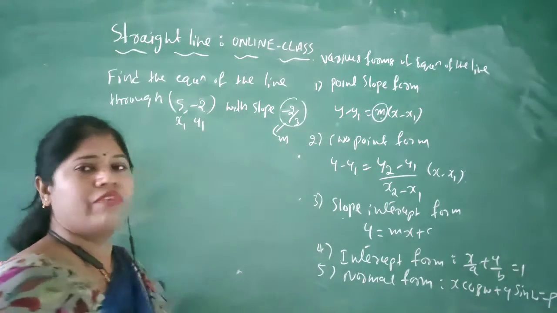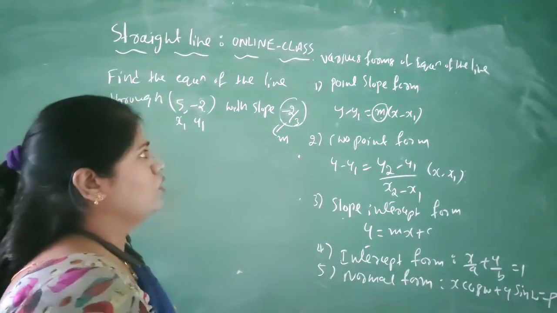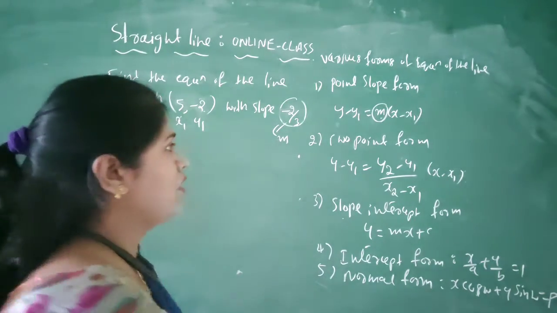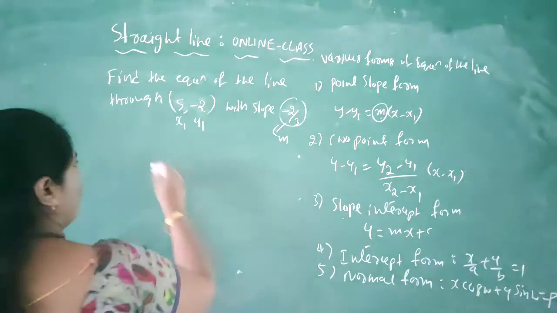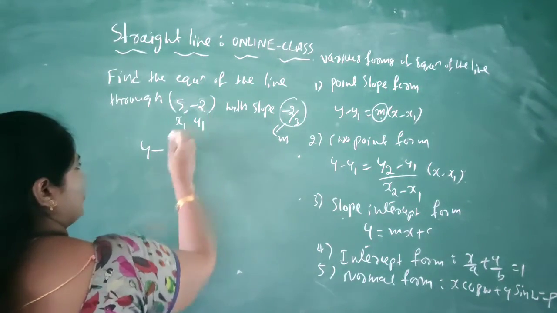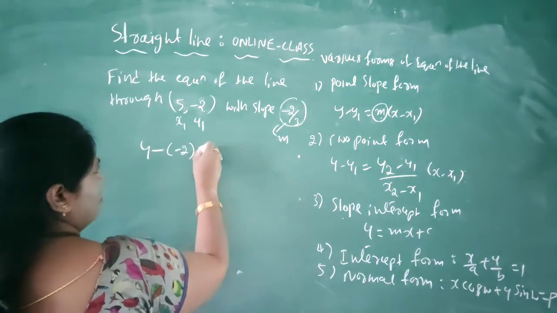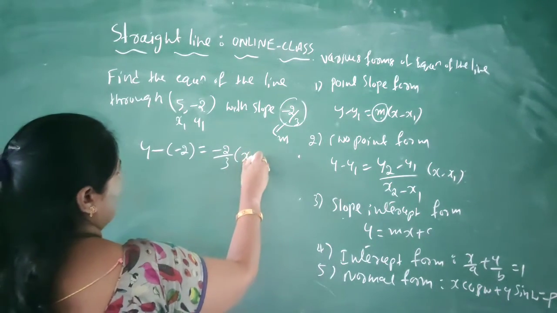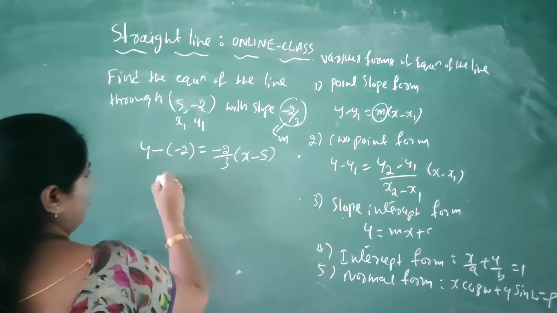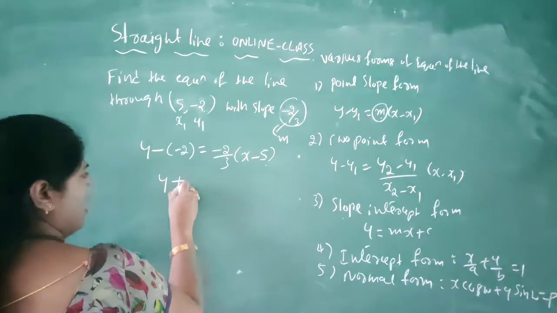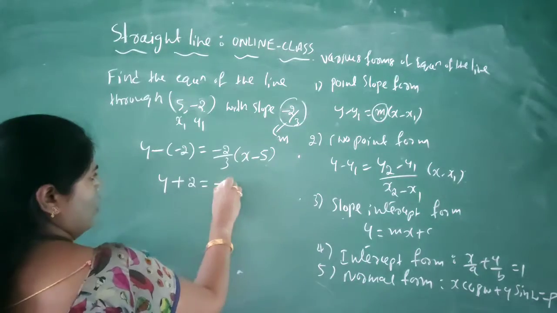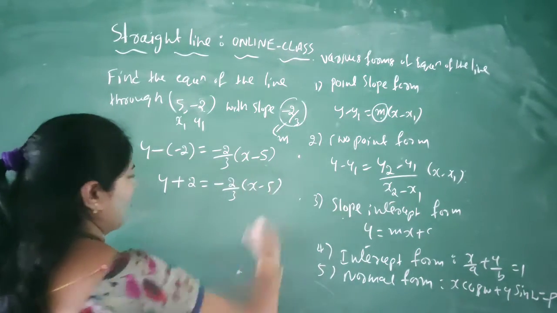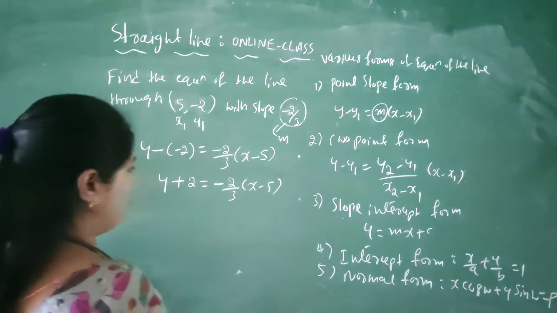What is the formula for finding the equation of the line? It is y minus y1 is equal to m of x minus x1. So y minus y1 is what? Minus 2 is equal to m, which is -2/3, of x minus x1, which is 5. So y minus (-2), minus into minus is plus, y plus 2 is equal to -2/3 of (x minus 5). So here we have to be very careful.